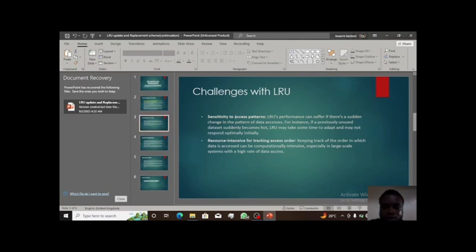Challenges with LRU: sensitivity to access patterns. LRU performance can suffer if there is a sudden change in the pattern of data accesses. For instance, if a previously unused dataset suddenly becomes hot, LRU may take some time to adapt and may not respond optimally initially. Resource intensive for tracking access order: keeping track of the order in which data is accessed can be computationally intense, especially in large-scale systems with a high rate of data access.